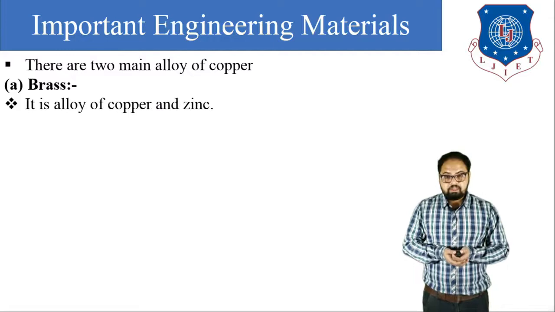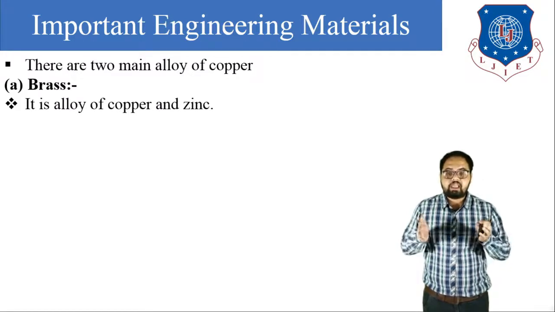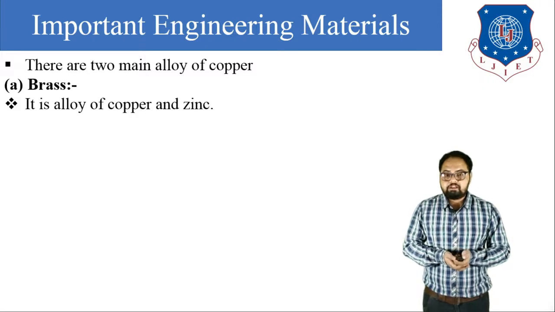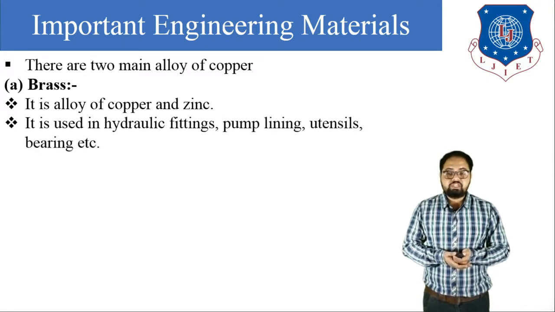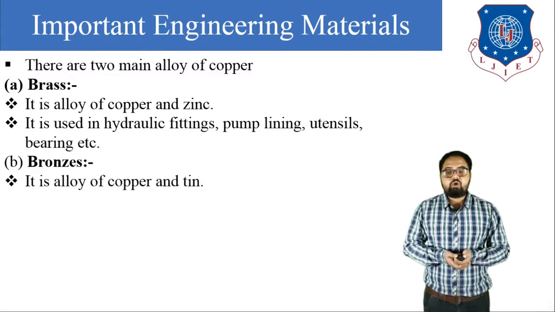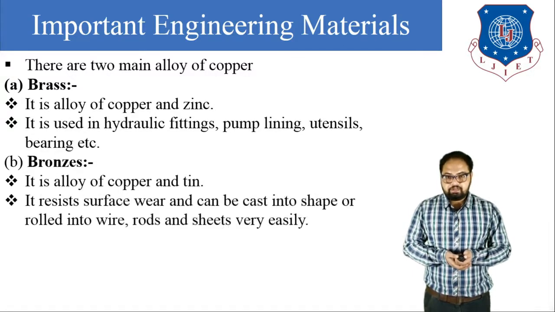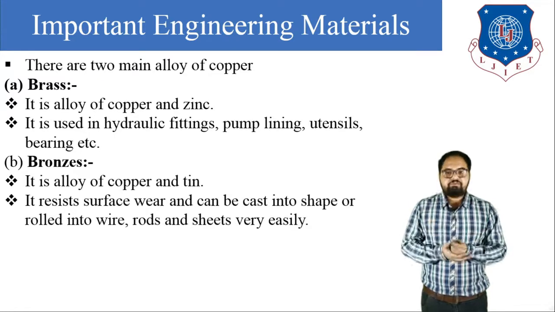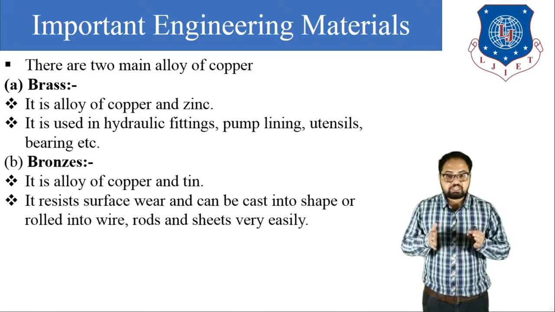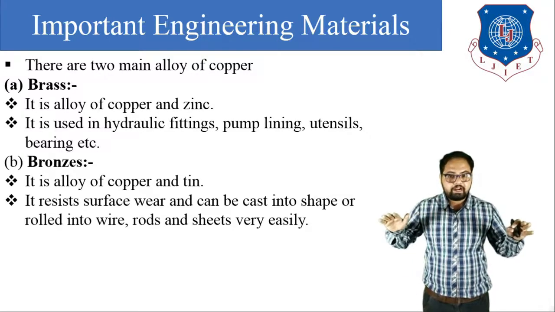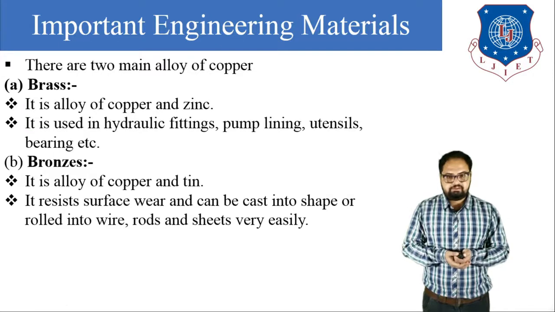Brass is an alloy of copper and zinc. It is used in hydraulic fitting, pump lining, utensils and bearings. And bronze is the alloy of copper and tin. It resists surface wear and can be cast into shape or rolled into small wire, rods and sheets very easily.